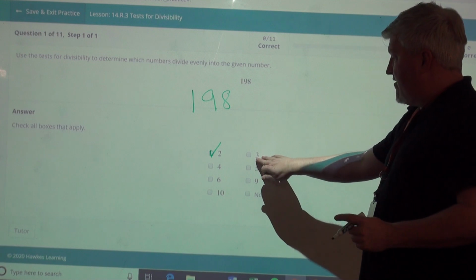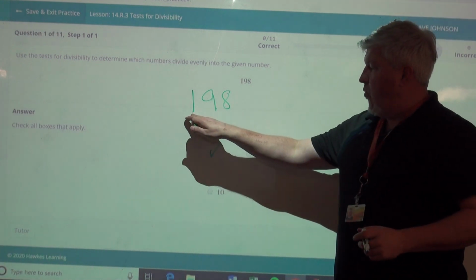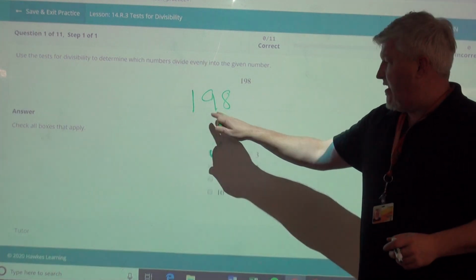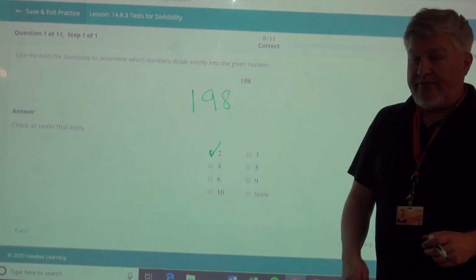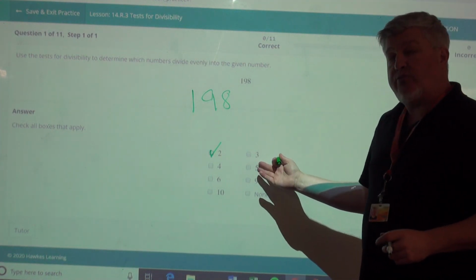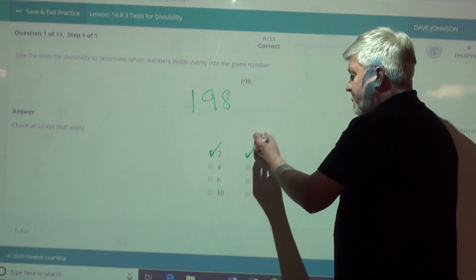For the number 3, what's the sum of the digits? 1 plus 9 is 10. 10 plus 8 is 18. 18 is divisible by 3 6 times.